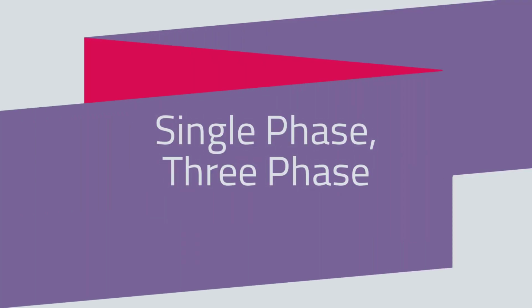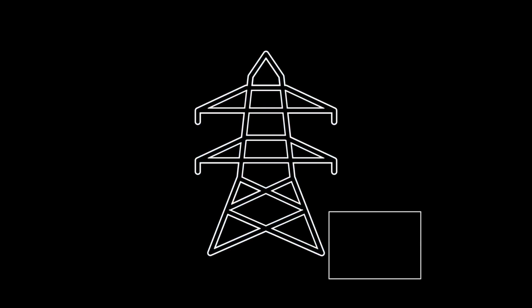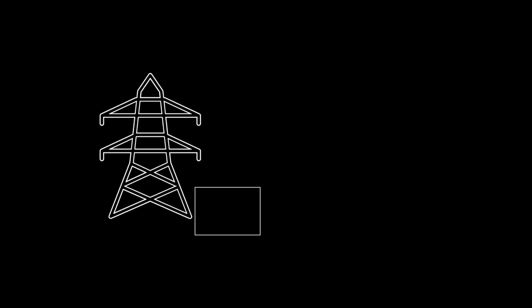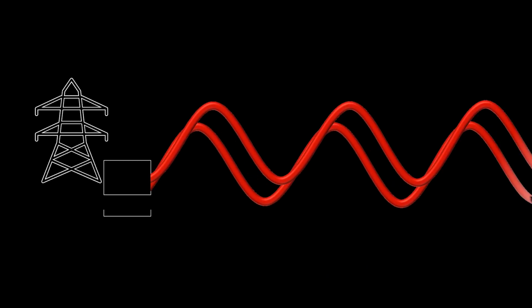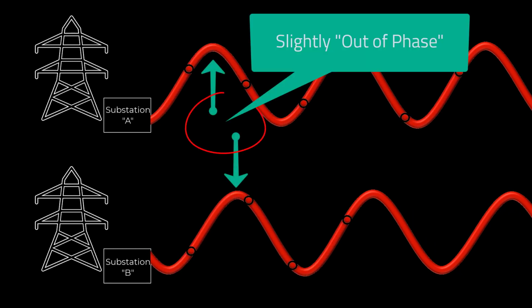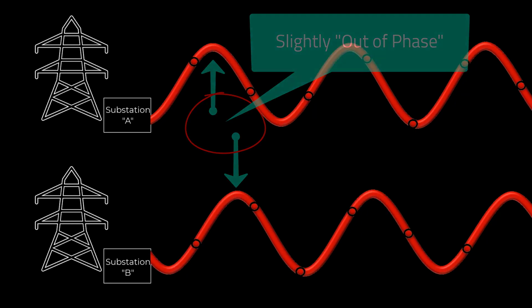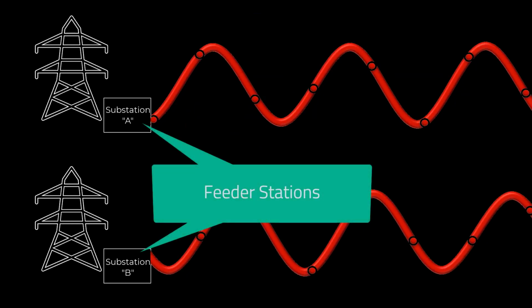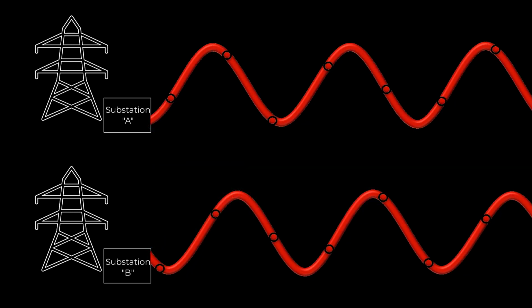Single phase, three phase. It is at this point we can start to discuss the single phase and three phase electrical interfaces. The single phase connection to the three phase grid demonstrates an imbalance, but happily, this imbalance is relatively limited. Adjacent feeder stations use different phase combinations.